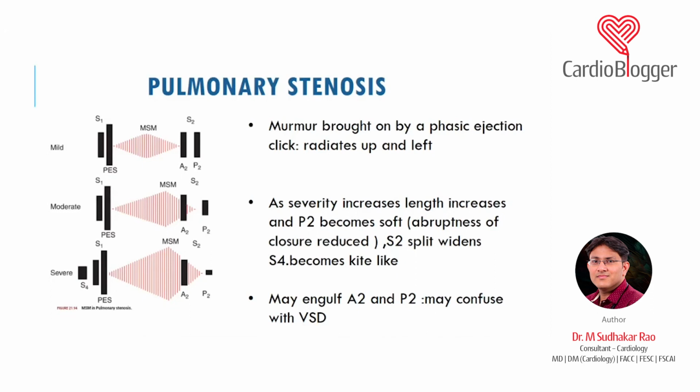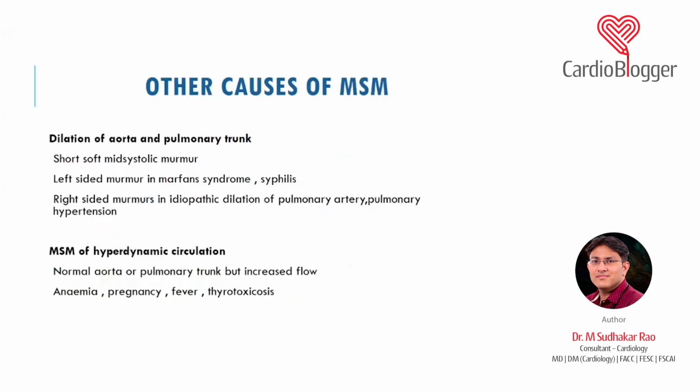So for the pulmonary ejection click, the closer it is to the S1, the more severe is the pulmonary stenosis. The wider the split of the second heart sound, the more severe is the pulmonary stenosis. In severe pulmonary stenosis, the murmur may even go up to the P2, and sometimes you may not be able to hear the P2 component, which is very soft. So these are the things which determine the severity of pulmonary stenosis.